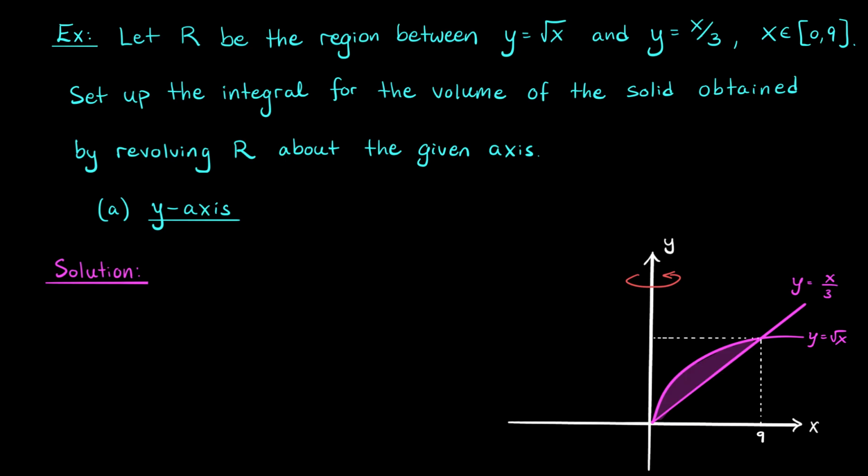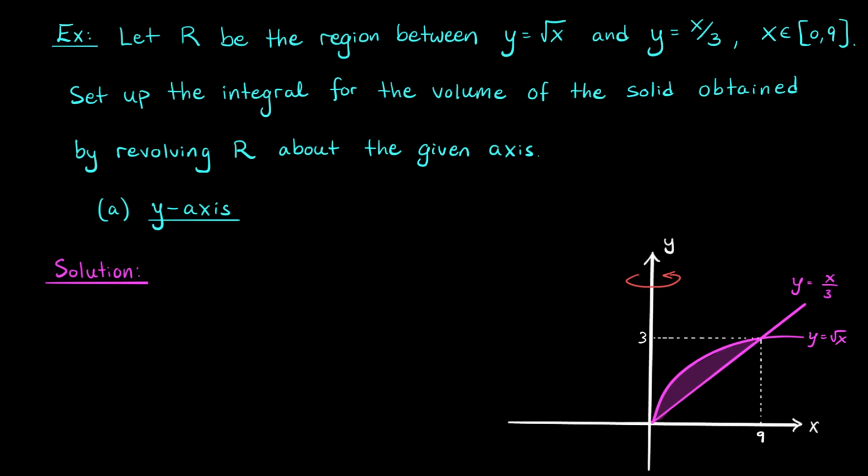Okay, in part A, we're revolving the region about the y-axis. I've sketched the region here, which is how you should start any volume problem. And you can see that those bounds of 0 and 9 are exactly the points where the curves intersect, right? You could plug 9 into each one and you would see that the y value at each of these curves is the same. It's 3.